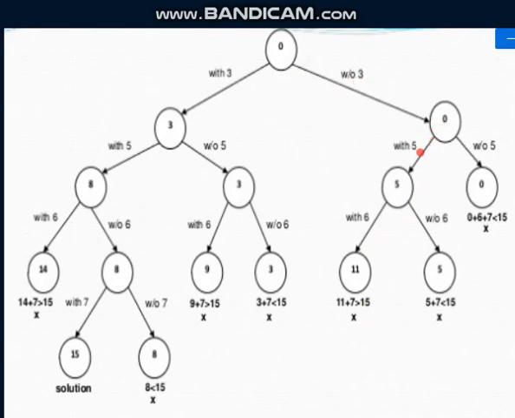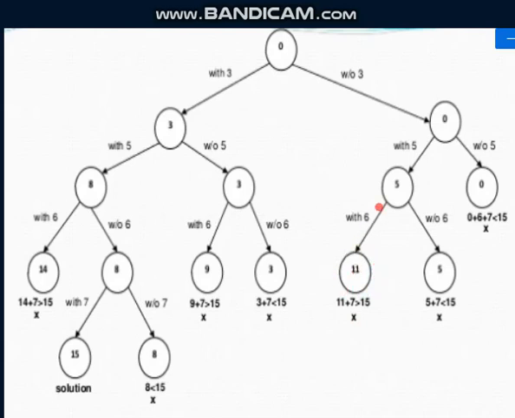So we didn't include 3. We tried including 5. We tried including 6. So 5 plus 6 gives you 11. If I try including 7, what will be the solution? 11 plus 7 is 18. So 18 is greater than 15. We want exactly 15. So we cannot include 7 in the solution set. So without including 7 in the solution set, we have the value as 11.